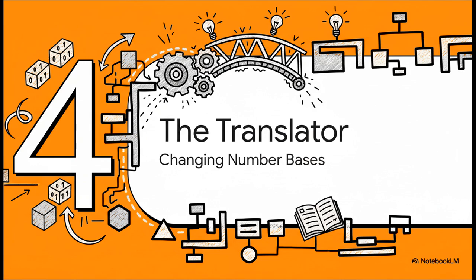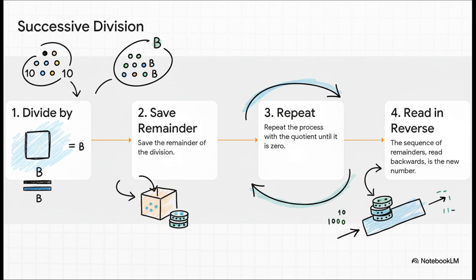All right, we know the different systems, we know the players. Now for the fun part. How do we actually translate between them? Let's get our hands dirty and learn the rules. So, to get from our comfortable base 10 to any other base, we'll just call it base B for now, we use this really simple method called successive division. It sounds complicated, but it's not, I promise.